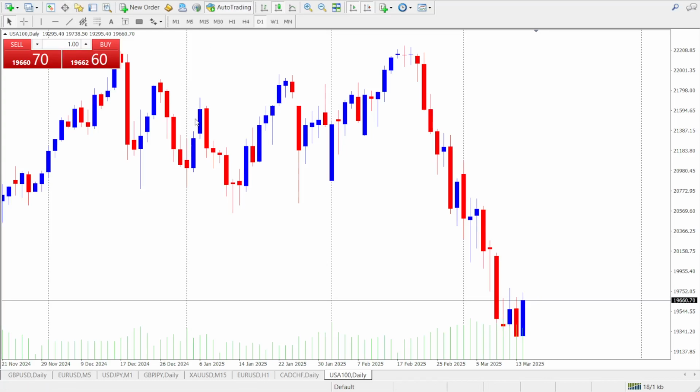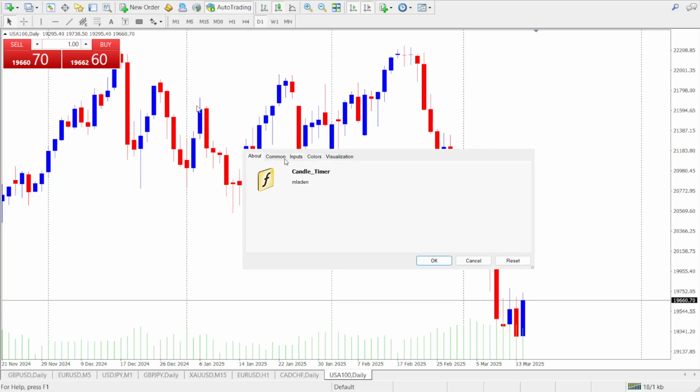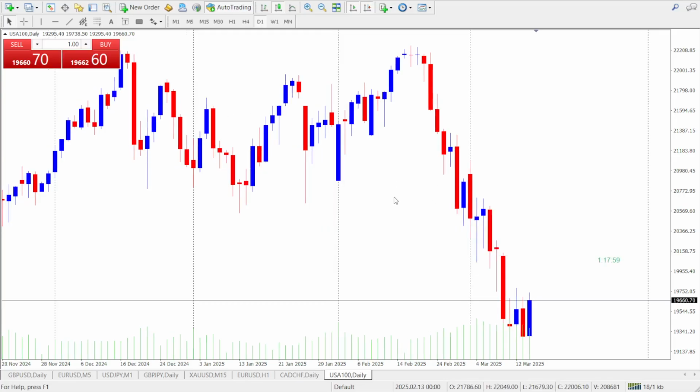I'm going to add the indicator to the charts right now. It's a custom indicator, so you have to download it from an external site, add it to your indicators library, and then, of course, add it to your chart.